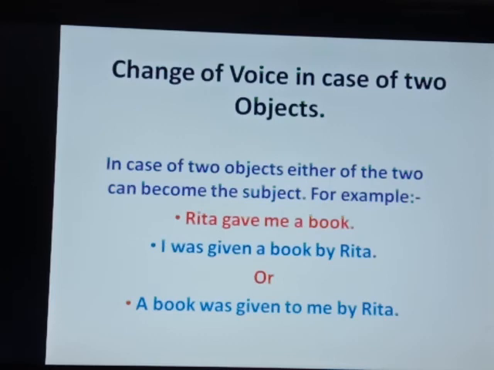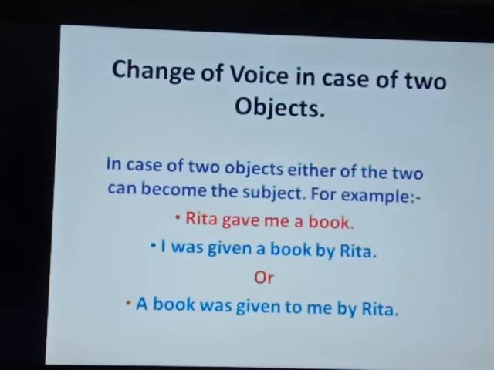Fine. You can change these sentences into passive by using either of the two. By using me, me will become I. It becomes a subject now. I was given a book by Rita. Fine. If you want to make this sentence by using a book, the other object, you can make it like this: a book was given to me by Rita.